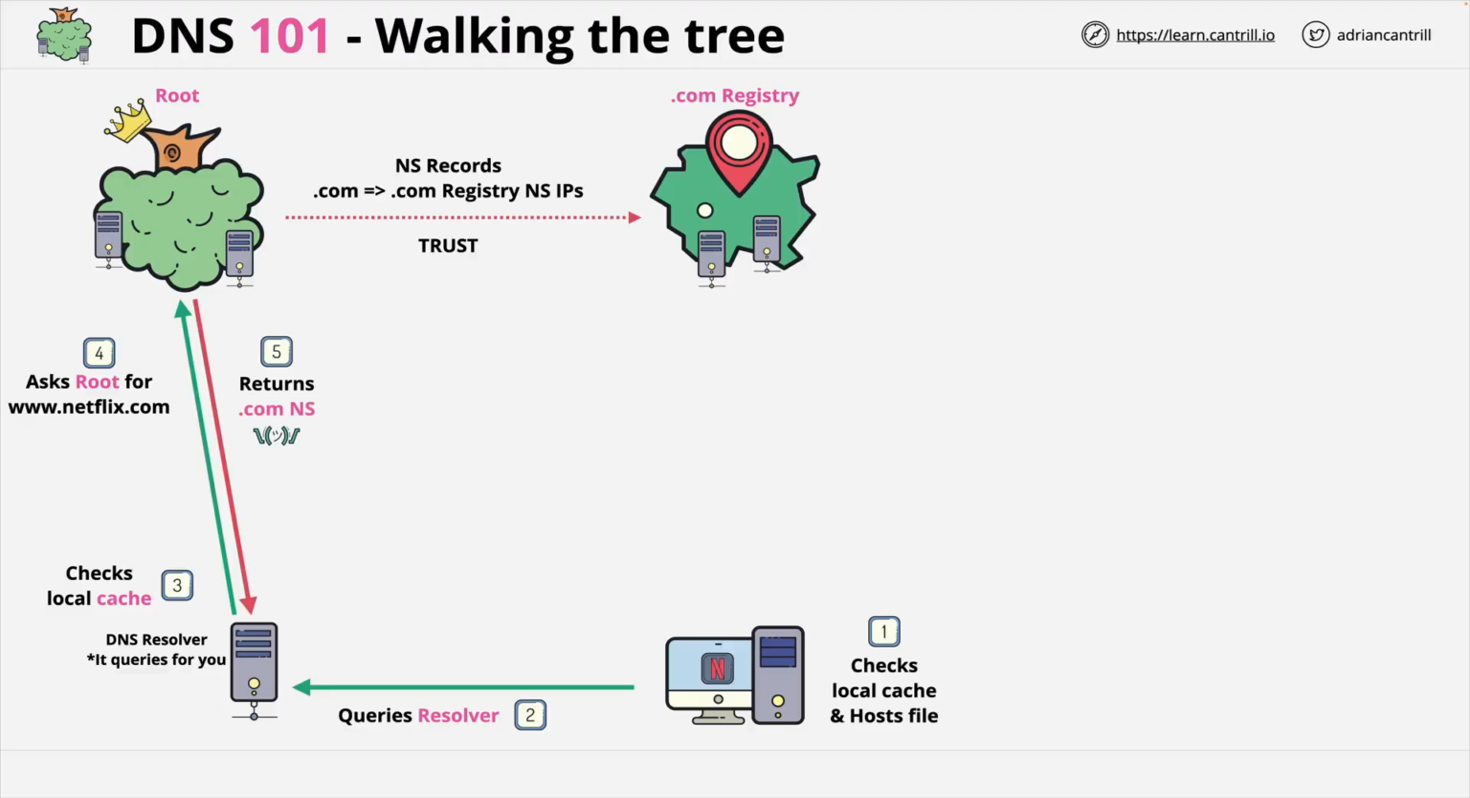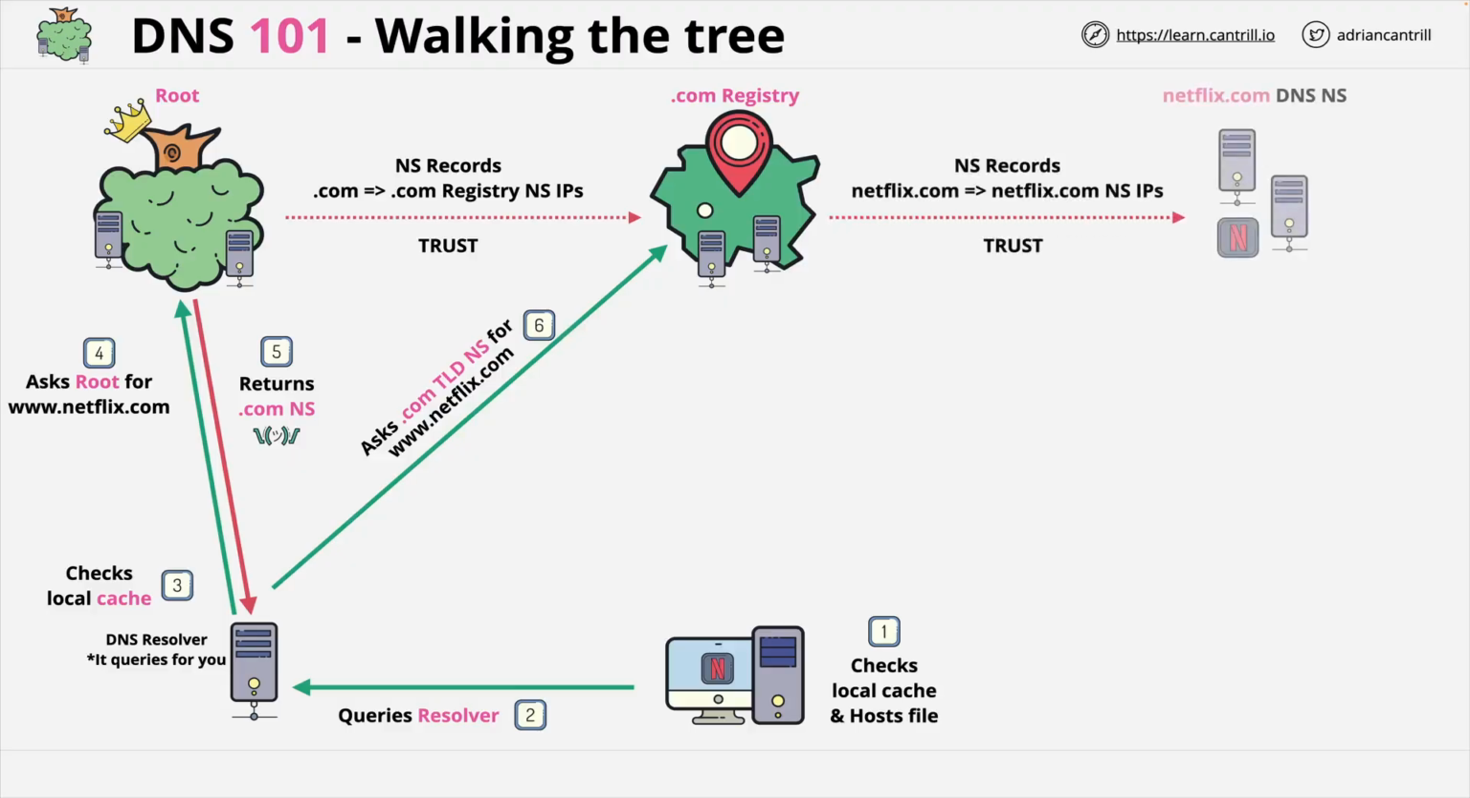So the resolver can now query one of the .com name servers for www.netflix.com. Assuming that the netflix.com domain has been registered, the .com zone will contain entries for netflix.com. This is how VeriSign delegates control of the netflix.com domain when the domain is registered. And so the .com name servers, while they can't give the resolver the answer that it needs, they can help it to move one step closer.